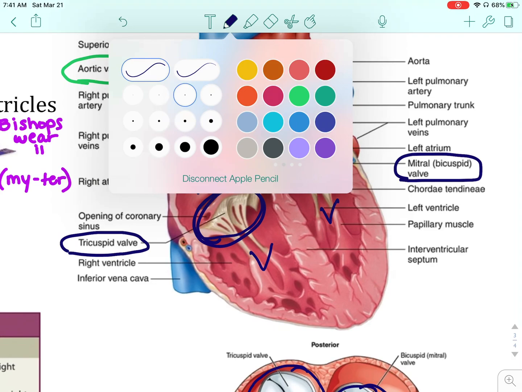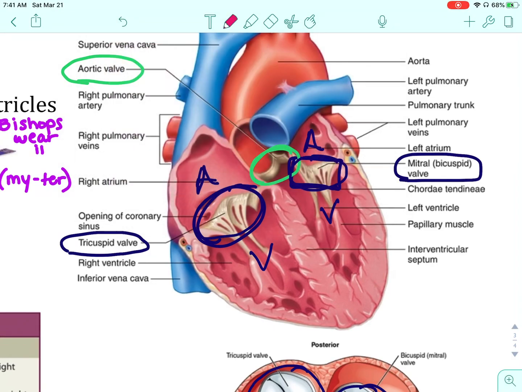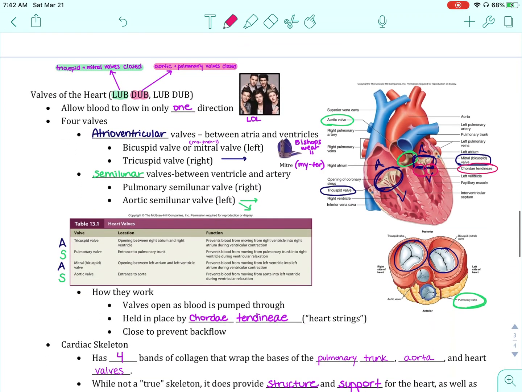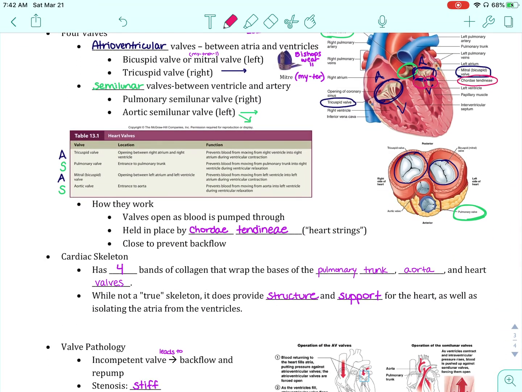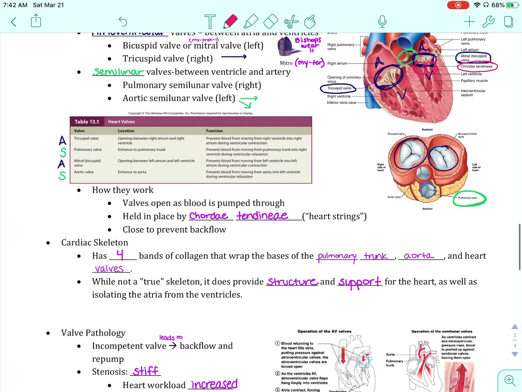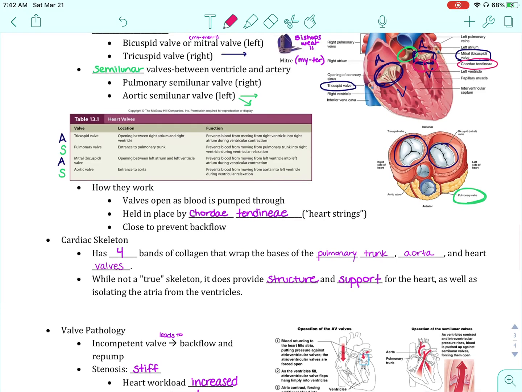So when someone says, "Oh, you're pulling on my heartstrings, I don't want to give you what you want." Well, here they are. Here you can see it in the picture. So the valves are held in place by these heartstrings and they close to prevent backflow. So it's basically just a one-way door.